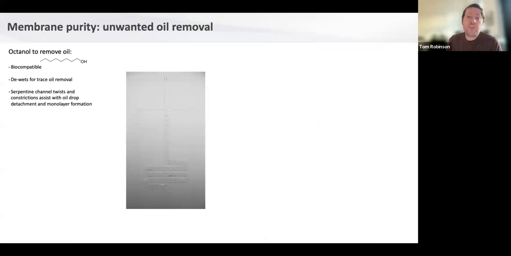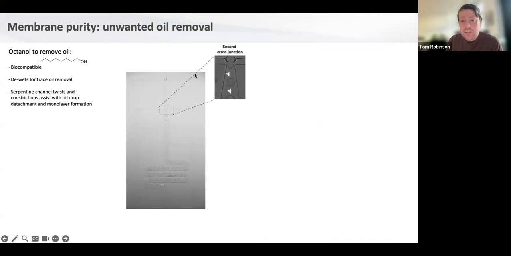We use octanol, which is not only biocompatible, but it's known to de-wet from the system. And you can see this happening here. We have the excess oil droplet, which begins to bud from the main GUV which is being formed. But what we noticed is that even downstream, it wasn't completely detaching. And this was problematic because we really wanted to remove as much oil as possible.